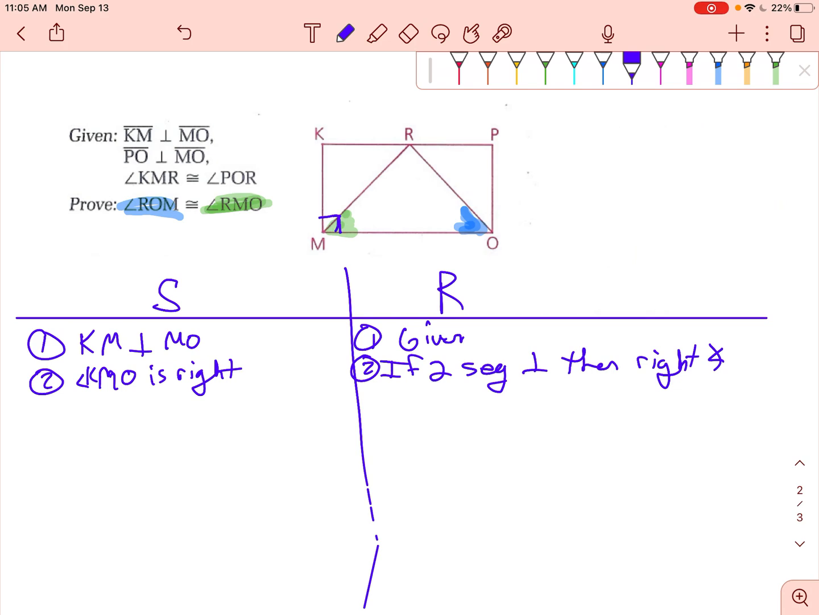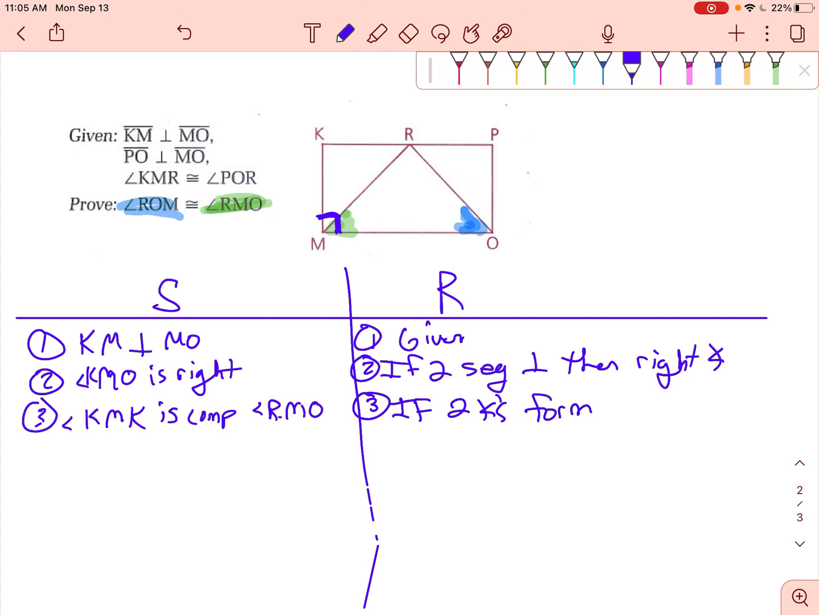And so I have a right angle here, so immediately I'm going to say that angle KMR is complementary to angle RMO. Okay, those are complementary. And how did I know that those were complementary? If two angles form a right angle, then they are complementary.